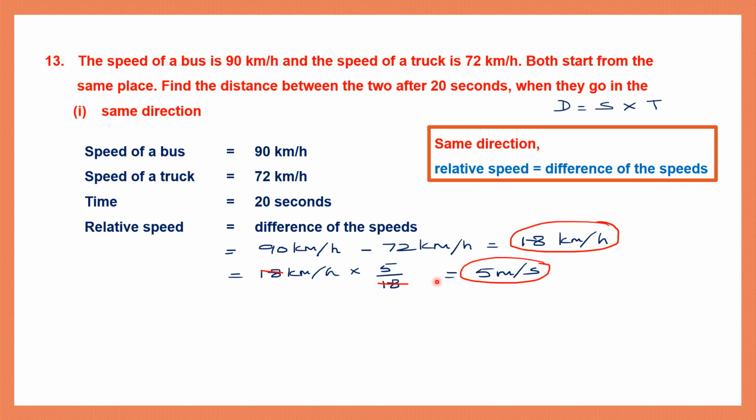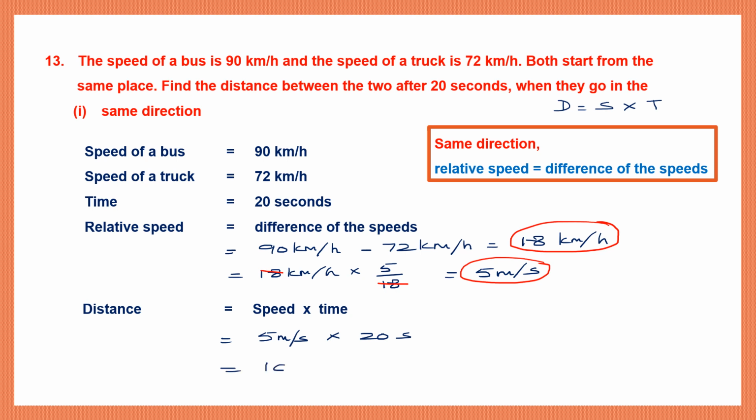Now I can use it because this is in meter per second and time is also in seconds. So now it's going to be easier to work with this. Let's find the distance. The formula to find the distance is speed into time. And speed we found is 5 meter per second and time is given to us in the question, 20 seconds. So now let's multiply the numbers, 5 into 20.